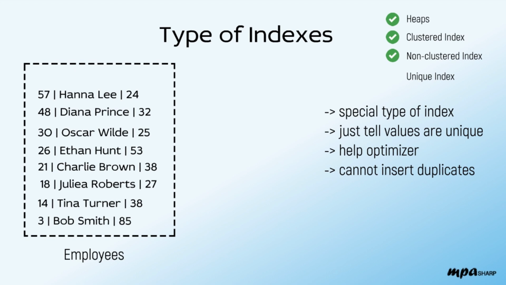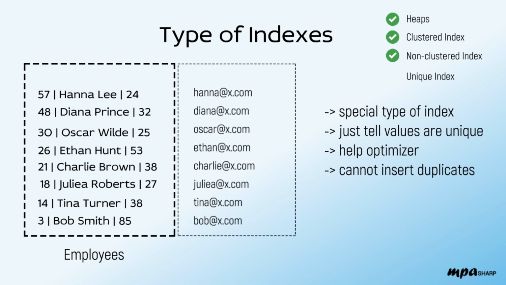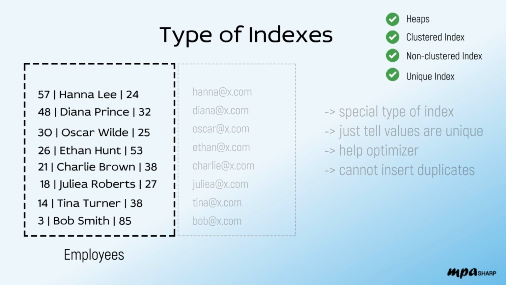For example, in our employee table, we can create a unique constraint on the email column. Then users won't be able to insert duplicate values into this email column. Also, this tells the Query Optimizer that data in this email column is unique. This information is vital and used when the Query Optimizer comes up with an execution plan.